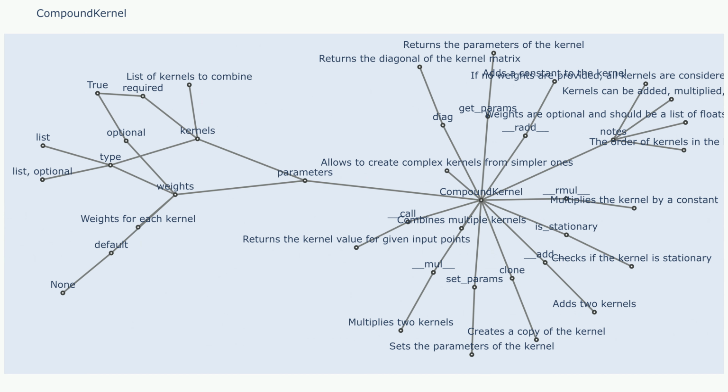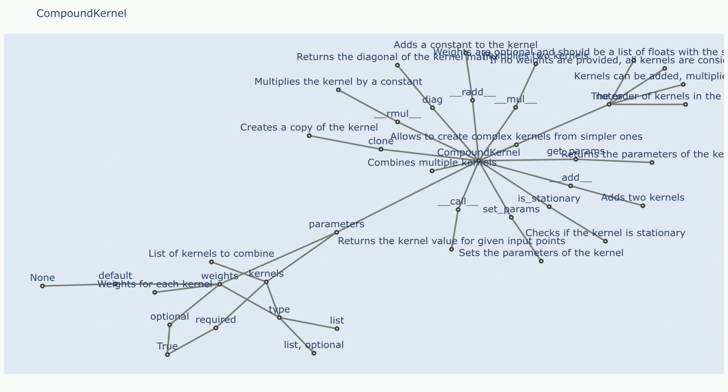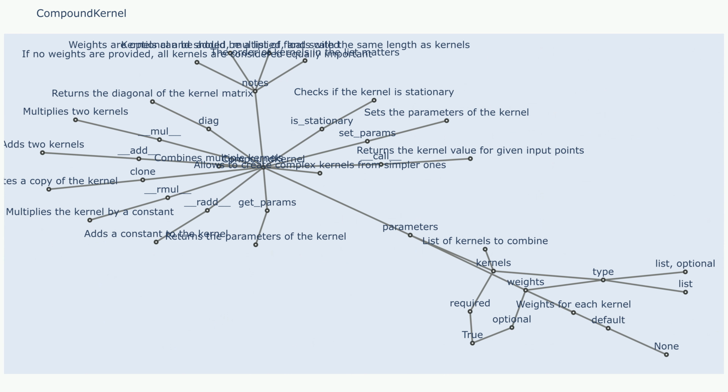kernel2 = ConstantKernel(1.0, constant_value_bounds=(1e-3, 1e3)) * RBF(1.0, length_scale_bounds=(1e-3, 1e3)). Create a compound kernel using addition. compound_kernel = kernel1 + kernel2.